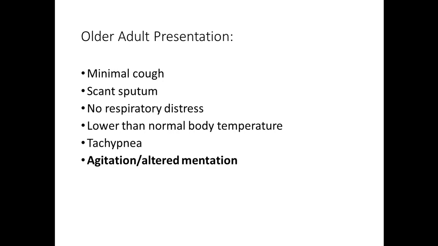In the older adults, they might have very minimal coughing. They might not be spitting up a whole lot. They might not even have respiratory distress. And sometimes their temp's going to decrease rather than increase. But what you may see, their breathing may get faster. But generally the first sign of older adult, elderly pneumonia, is their agitation or their mentation is different. So remember that.